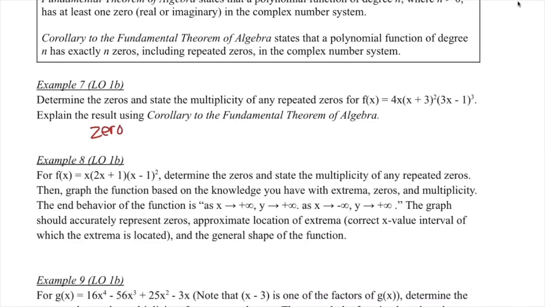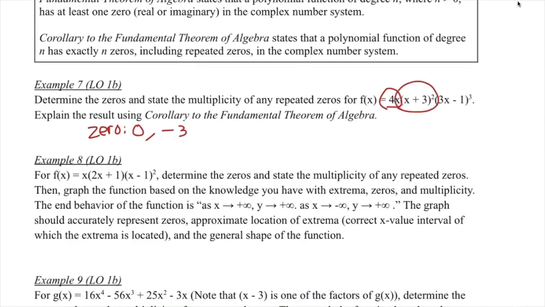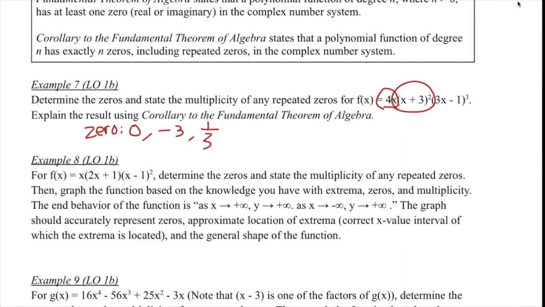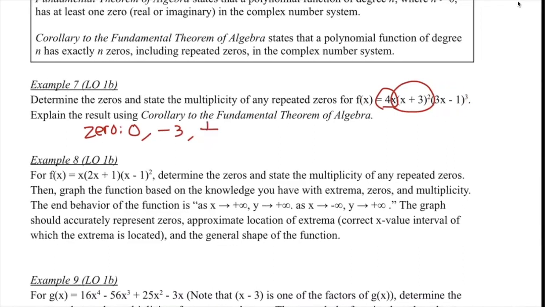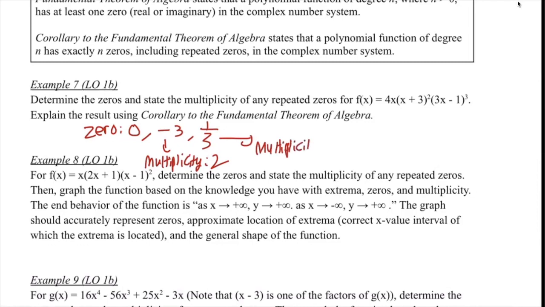We have 0 from this factor. We have -3 from this, and then we have 1/3 from here. The multiplicity of -3 is 2, and for 1/3, the multiplicity is 3. So essentially, including repeated zeros, we have 6 zeros total.